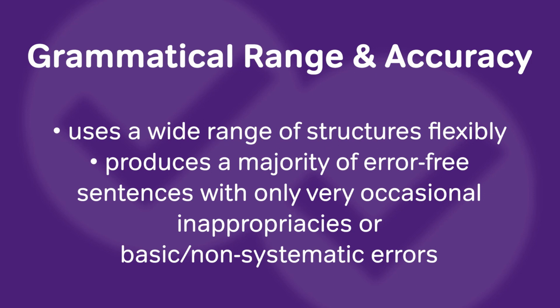Okay, so let's take a look at each of the 4 categories of the speaking band descriptors. Let's start with the grammatical range and accuracy category. This one is very similar to the writing rubric as well. So this may be familiar to you, where they ask you at the band 8 level to use a wide range of structures. You need to make sure that the majority of your sentences are error-free and that you only make occasional errors or inappropriacies with your grammar.